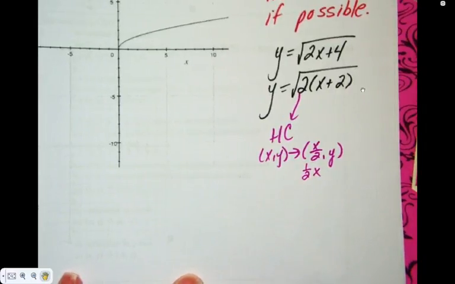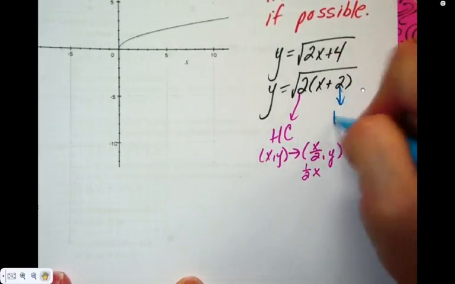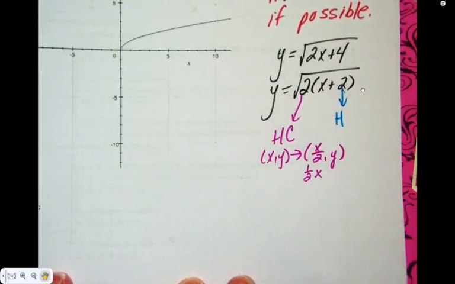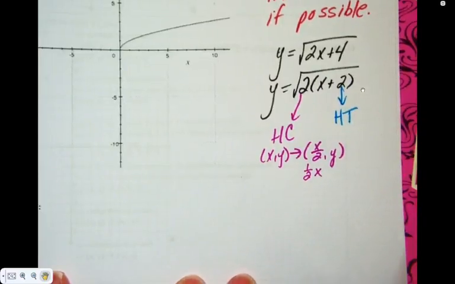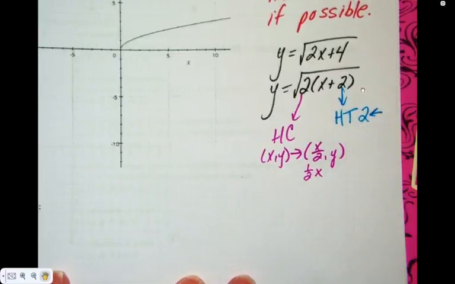Okay, let's talk about the 2 here inside the brackets. Because it's inside, it's horizontal. Because it's adding and subtracting, it's a translation. And this is going 2 units to the left.